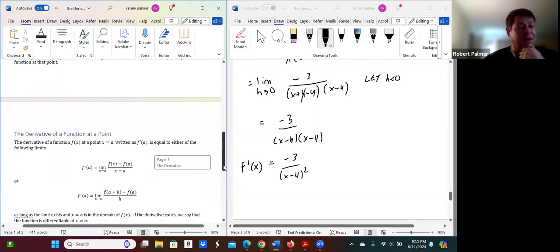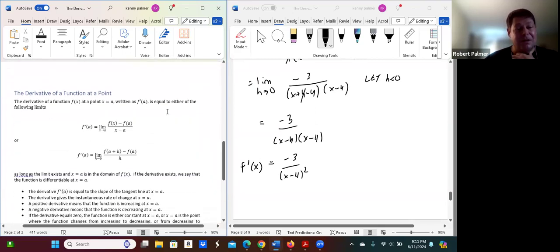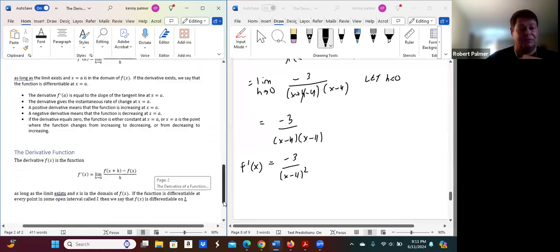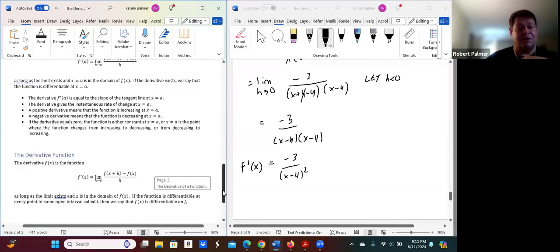We learned how to find the derivative at a point using these limit definitions, mainly this one. We learned some facts about the derivative, about where it's positive, negative, and 0 and what that means, and also learned to find the derivative of the function in general using, once again, that limit.